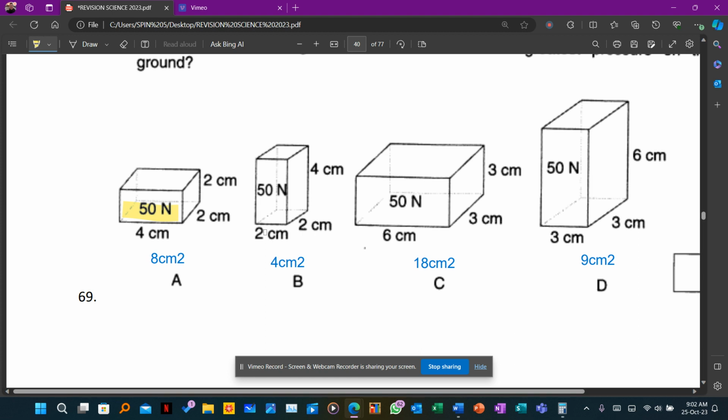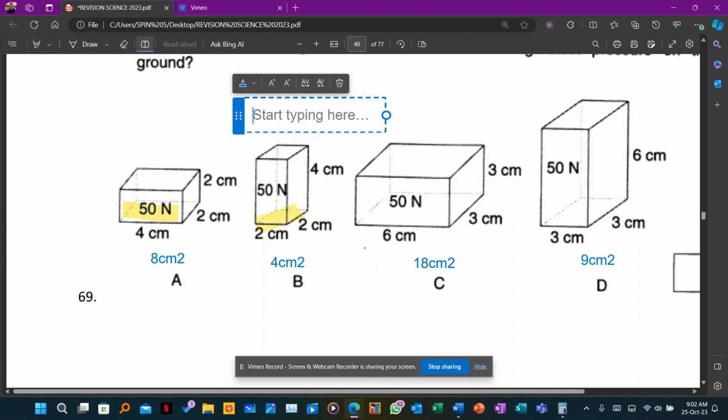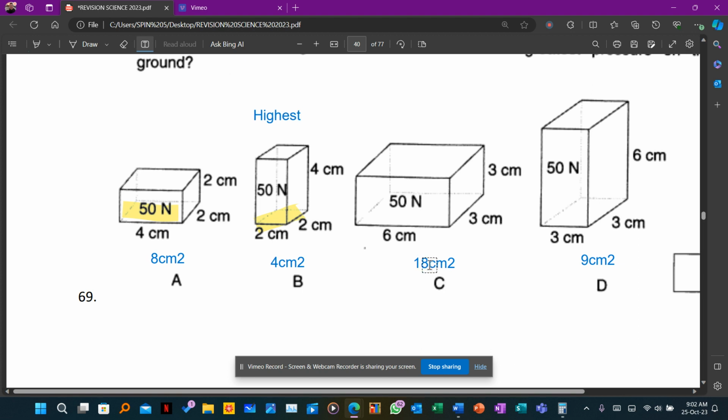Even by looking at the diagram, it's quite obvious. And therefore, the one with the highest pressure is this one. What about the one with the lowest pressure? It's the one with the highest surface area. You can also see from the diagram, this one has the largest surface area.